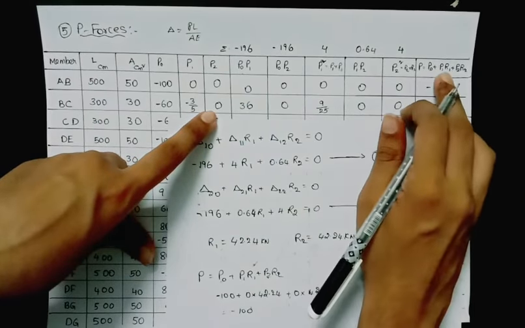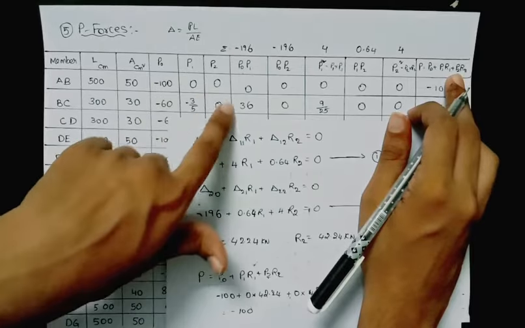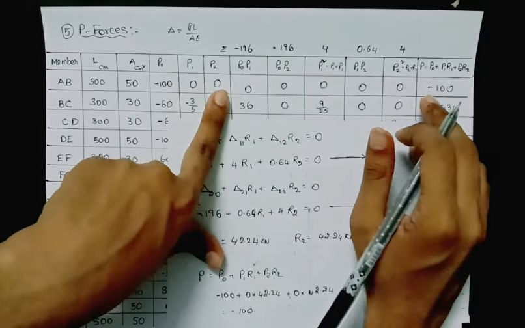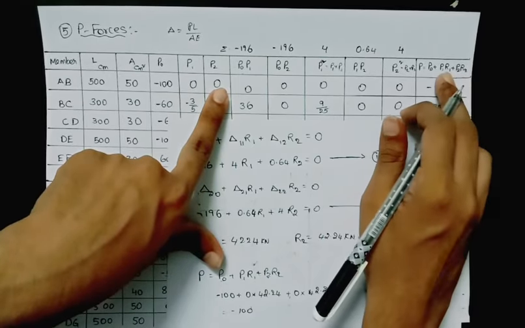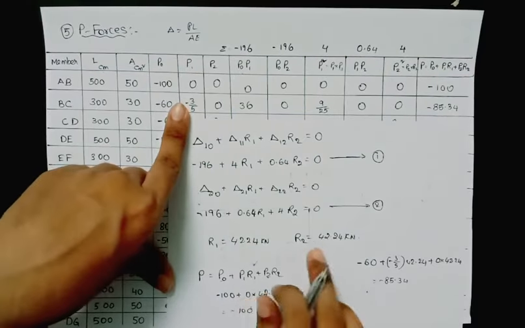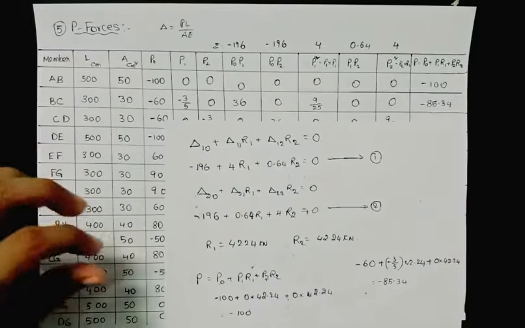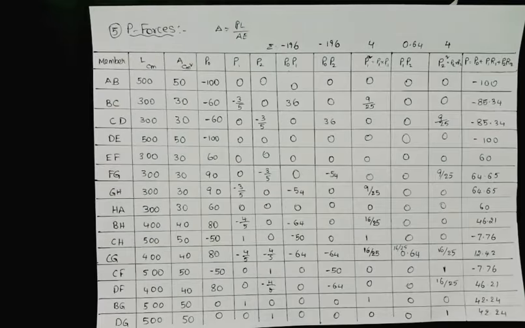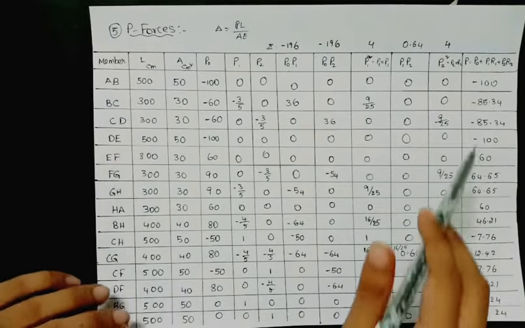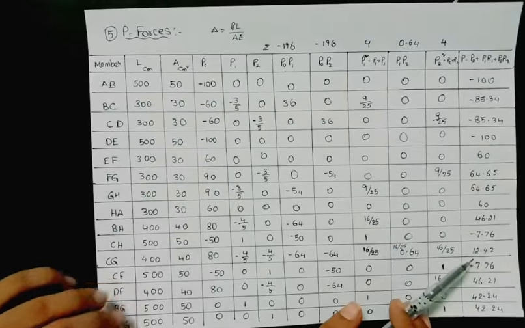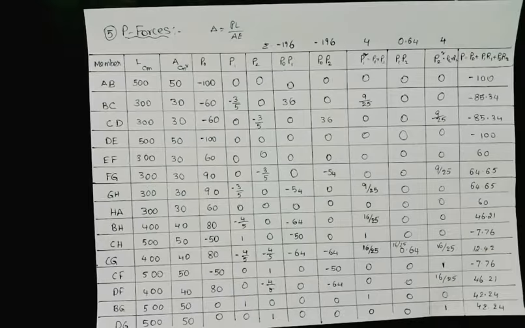Similarly P0, P1, P2 values are obtained from here. So substitute P0, P1, P2 values in this equation and R1, R2 values, you substitute these two values. Then you will get the forces in all the members. So as you can see, these are the forces which I have calculated for all the members by placing the R1 and R2 values.